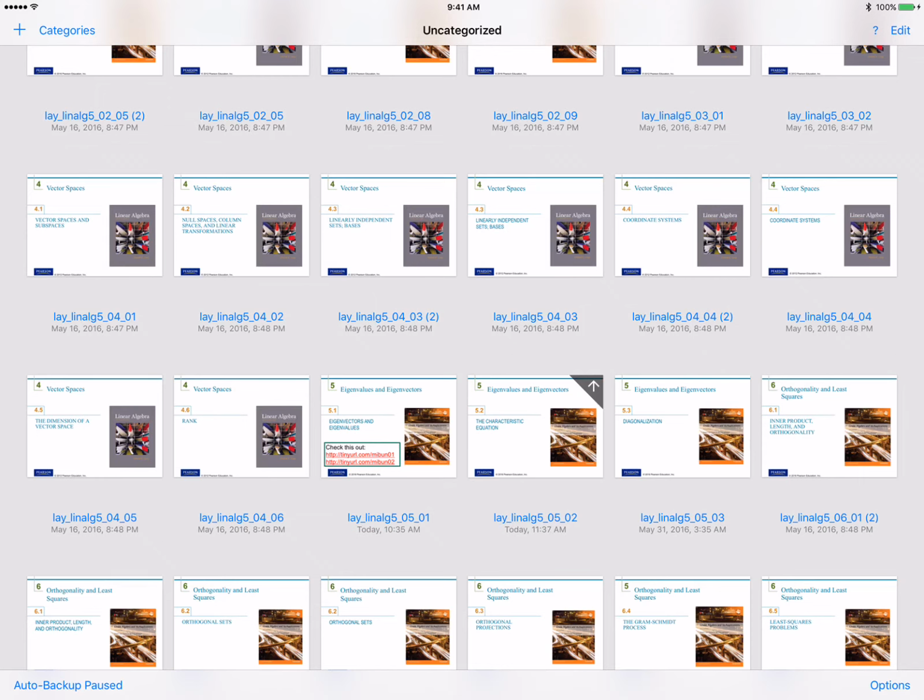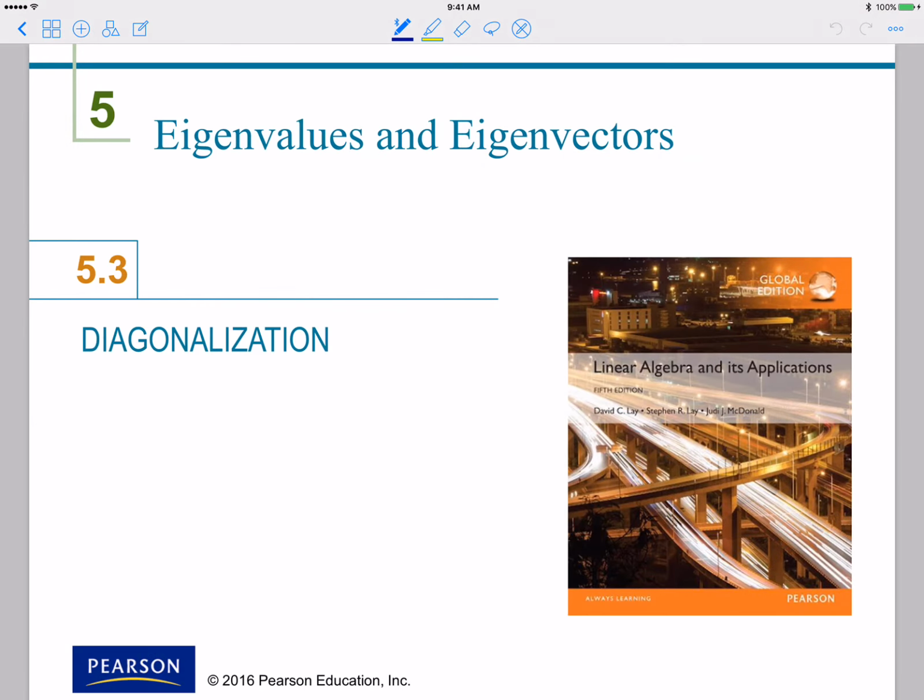That's it for chapter 5.2. Then probably this is the last chapter that we will learn in this semester, although I wish I could go further. So the last chapter that we will learn is called diagonalization.